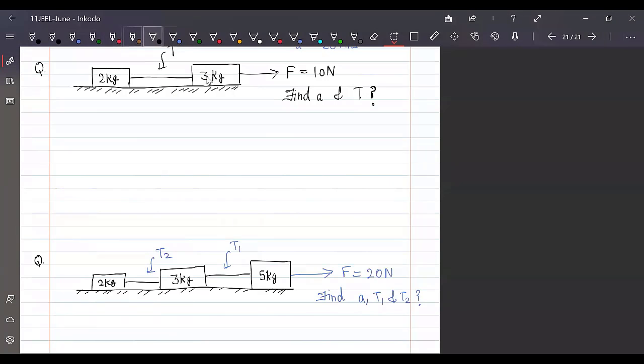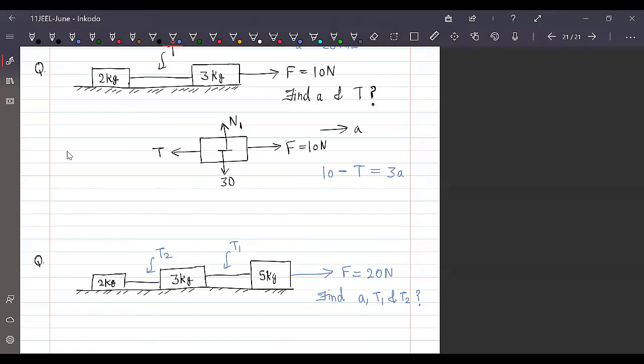ये FBD ड्रॉ करते हैं 3 kg वाले का. In the right it will be F, that is 10 Newton. लेफ्ट में फोर्स लगेगा T, नीचे लगेगा 30 Newton और ऊपर लगेगा नॉर्मल फोर्स, call it N. सो ऊपर नीचे तो कोई एक्सेलरेशन नहीं होगा, इस डायरेक्शन में एक्सेलरेशन होगा a. सो हम लिख सकते हैं फोर्स इन x डायरेक्शन हो जाएगा 10 Newton minus T, that will be 3a.